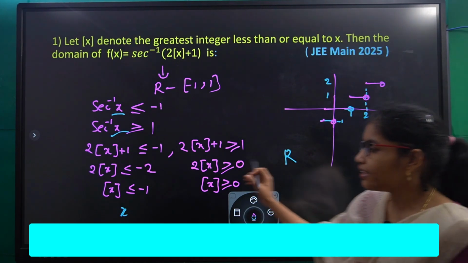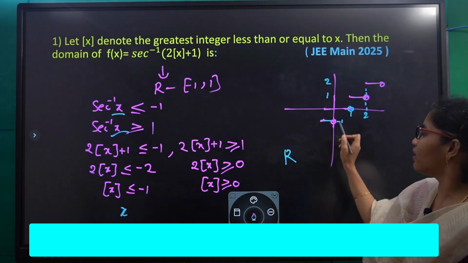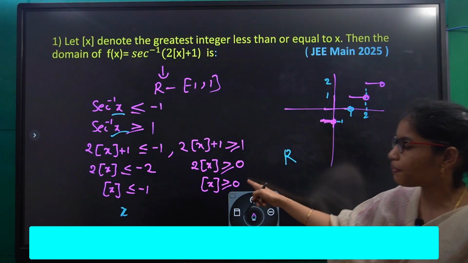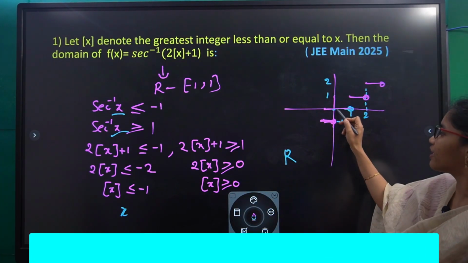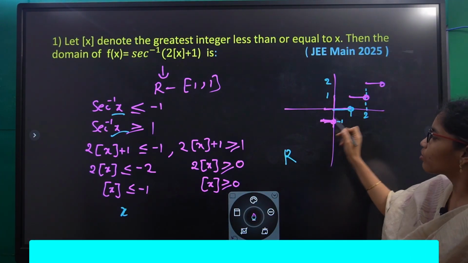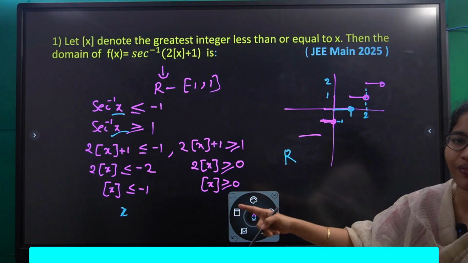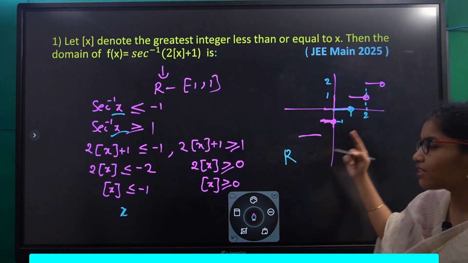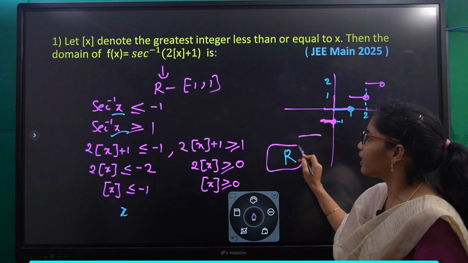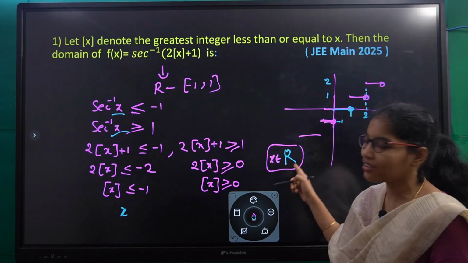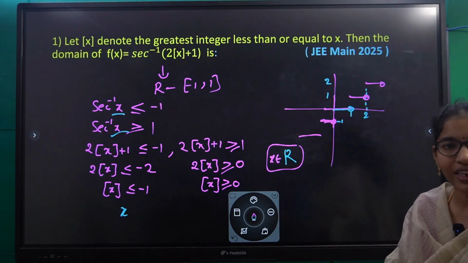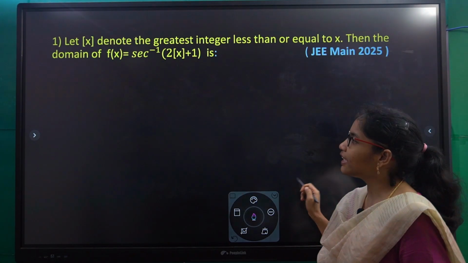So what they say, [x] should be less than or equal to -1. It can be -1, and [x] can be greater than or equal to 0. It can be 0 and more than 0. So for all values it is defined, right? So f is defined for all values of x. So you can take the domain of x as R here. Clear? Right. So now we'll see the next question.